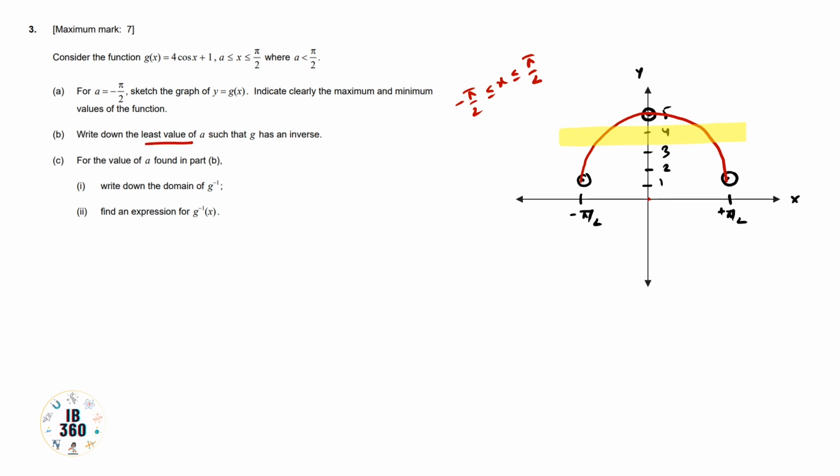So here the value of a is 0. A equals 0 here, and here a is becoming negative and here a is becoming positive. Now see, whenever we go left of a equals 0, it will not pass the horizontal line test, because for having an inverse the function must be one-one and onto. So that's why we use this horizontal line test to get the result. At a equals 0, only this portion will have the inverse. But if we take a negative, less than 0, then it will not have the inverse.